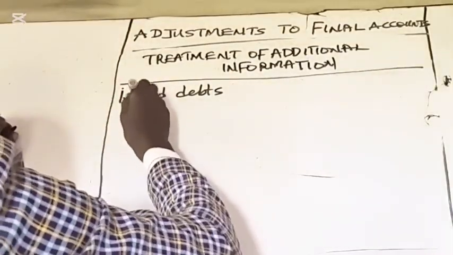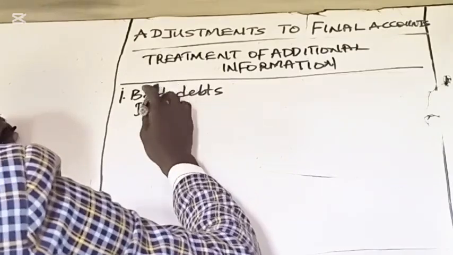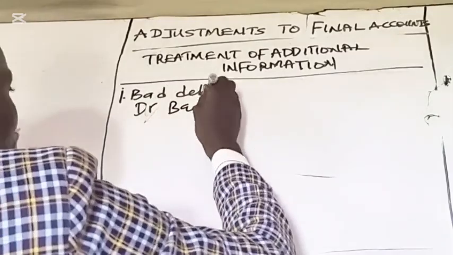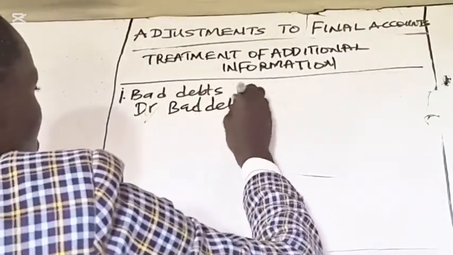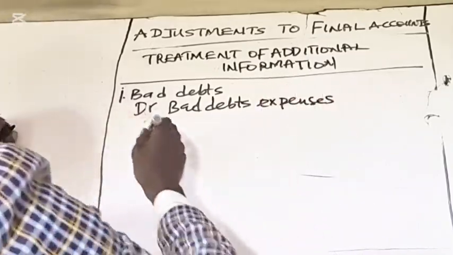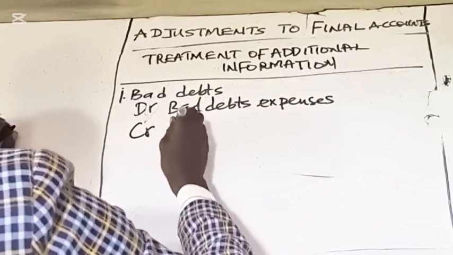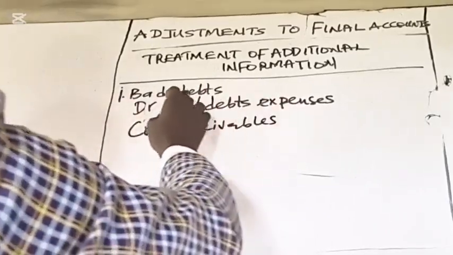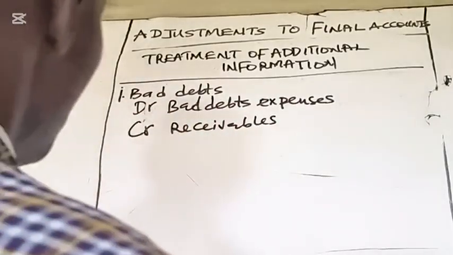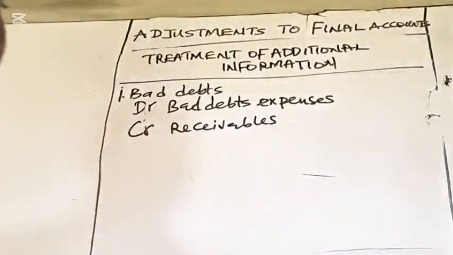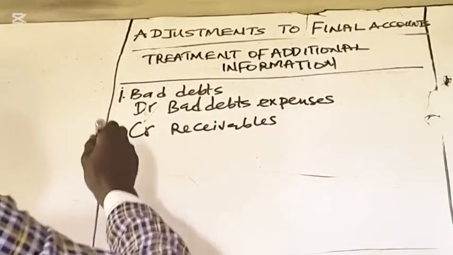So debit bad debt expenses, or you may say debit profit or loss, and credit receivables. So you are deducting this from your receivables. You are charging it as an expense. You are writing it off in the statement of profit or loss. That is number one.